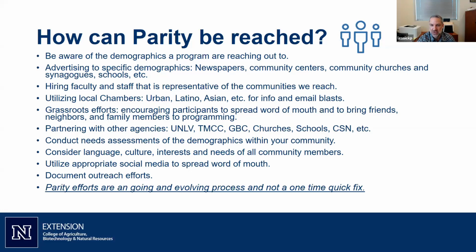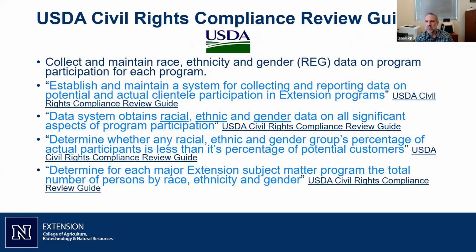We can go on now to race, ethnicity, and gender, and how this information is collected. So here we go. The reason why I want to show this slide is because the type in light blue actually comes from the USDA Civil Rights Compliance and Review Guide. And they all kind of say the same thing. We need to establish and maintain a system for collecting and reporting data. We need a data system that obtains racial, ethnic, and gender data on aspects of program participation. We need to determine whether any racial, ethnic, or gender groups' percentage is actually less than who we're reaching and what's out there. And we need to determine every major extension subject matter to the total population.